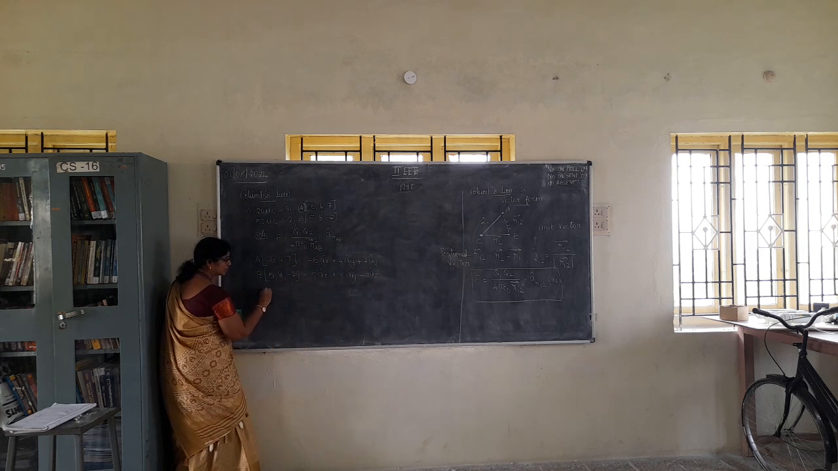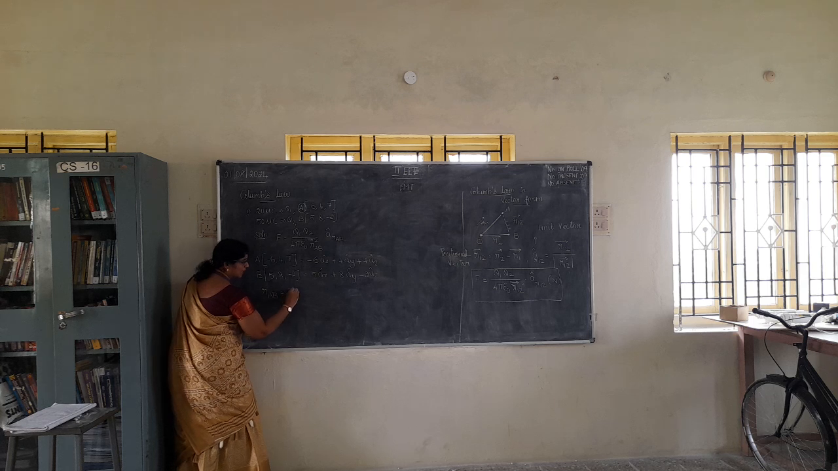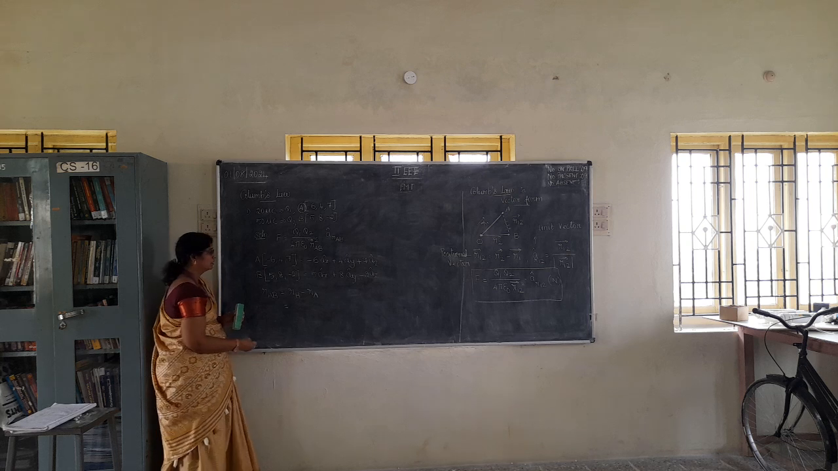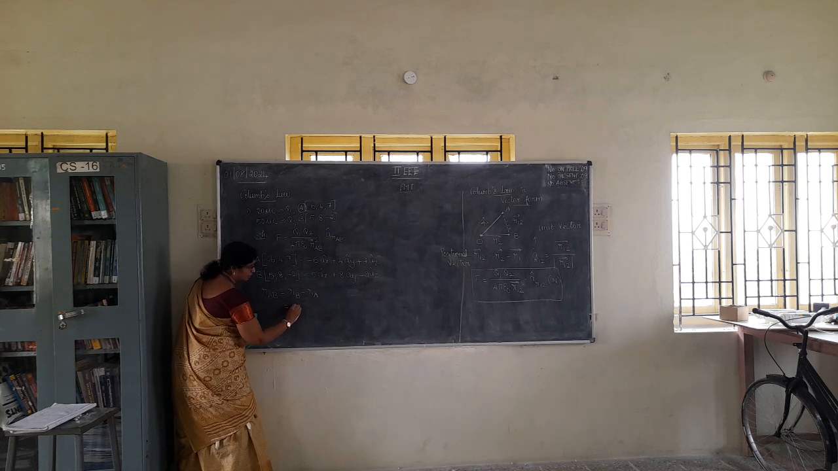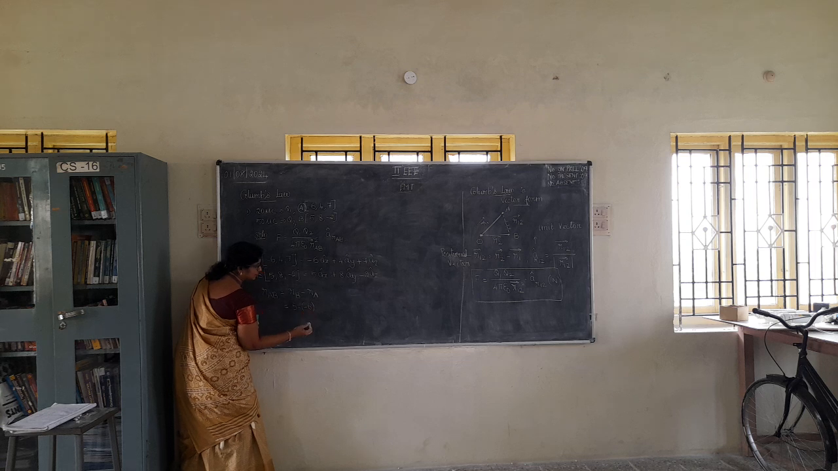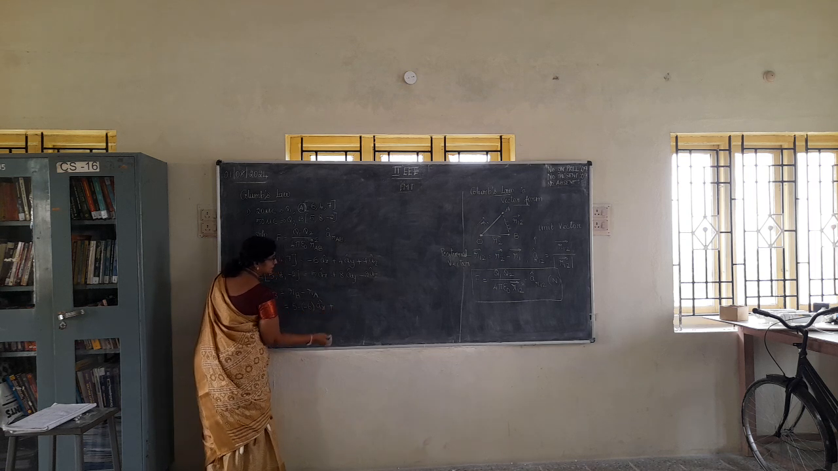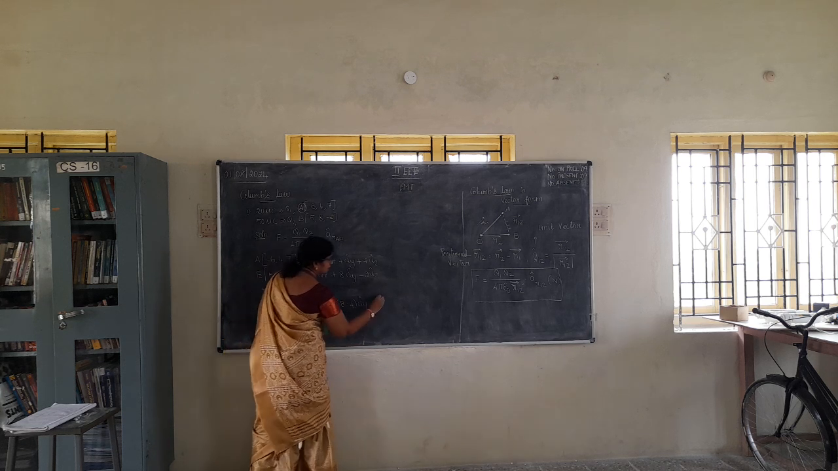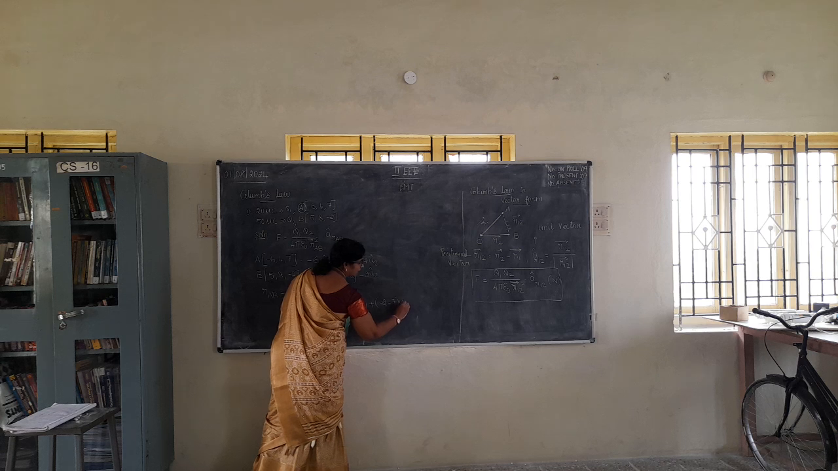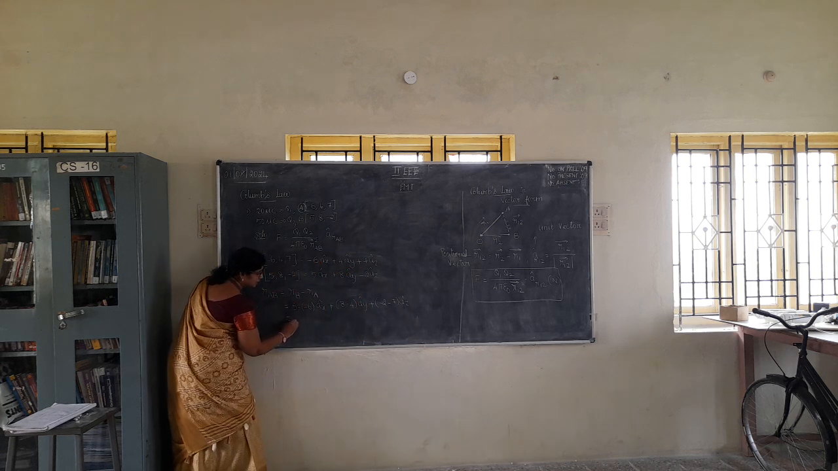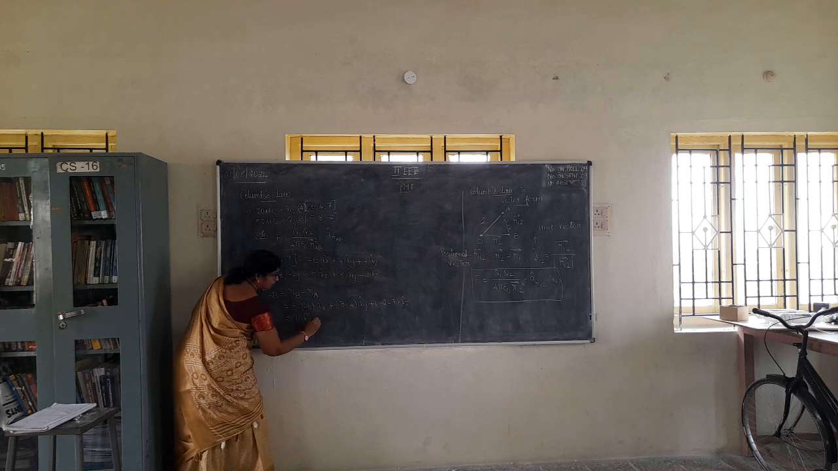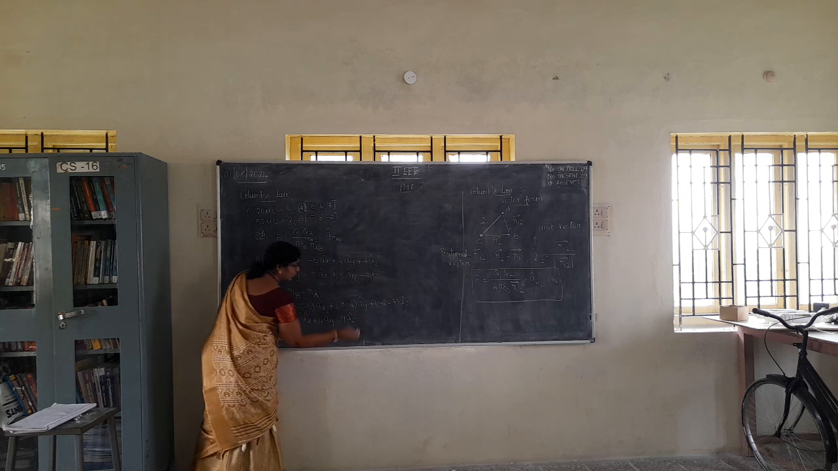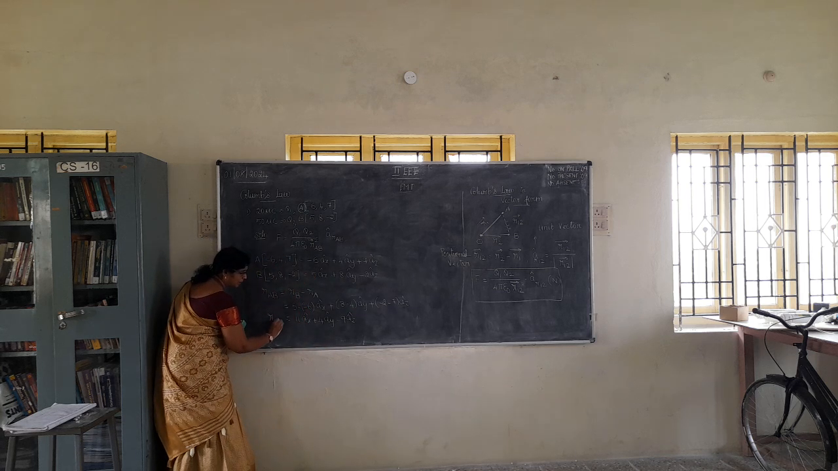Now find the distance between A and B. It is r of b minus r of a: 5 minus of minus 6 gives 11 ax vector, plus 8 minus 4 gives 4 ay vector, plus minus 2 minus 7 gives minus 9 az vector. So it is 11 ax vector plus 4 ay vector minus 9 az vector. This is RAB.